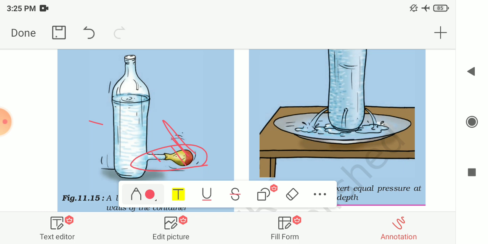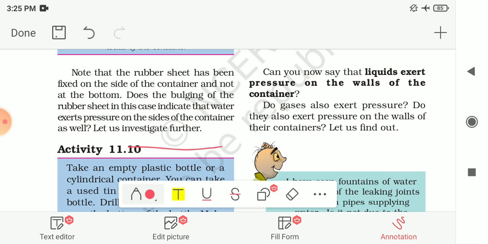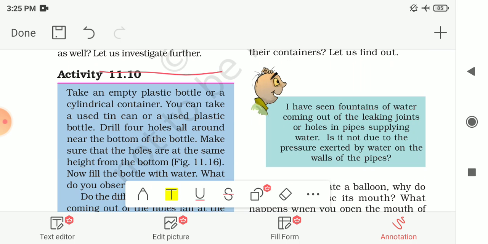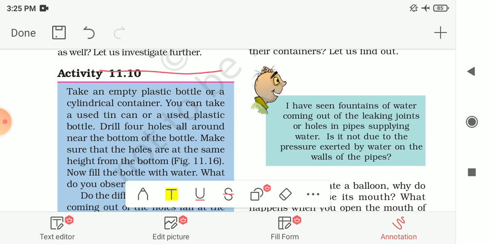From this activity, note that the rubber sheet has been fixed on the side of the container and not at the bottom. Does the bulging of the rubber sheet in this case indicate that the water exerts pressure on the sides of the container as well? So yes, we had already discussed that water exerts pressure on the bottom of the container as well as on the sides of the container too. Now another activity is given to you, to see what amount of pressure is exerted on the walls of the container. For that, the next activity number 10 is given to you.